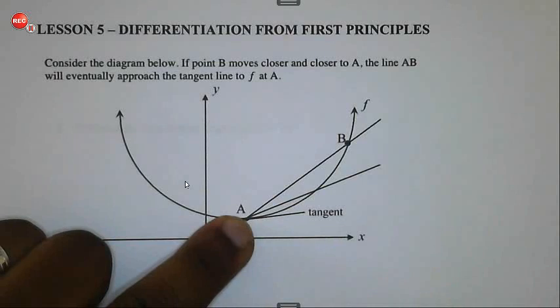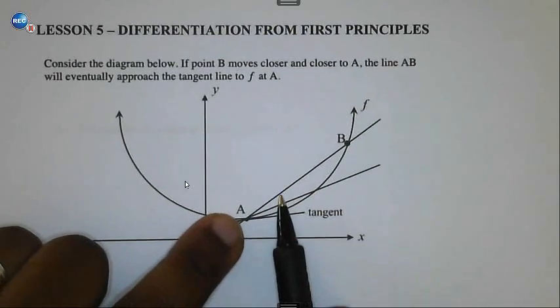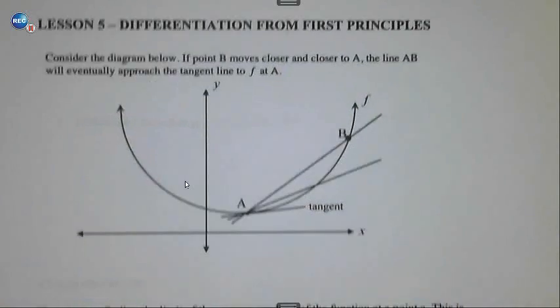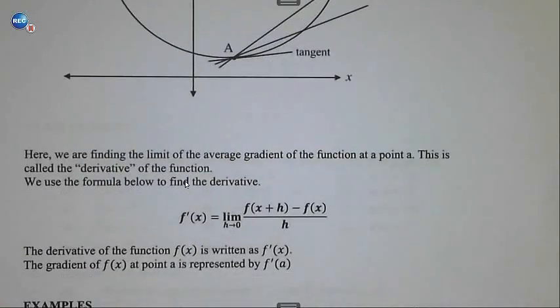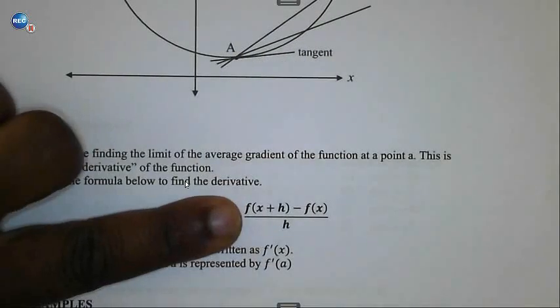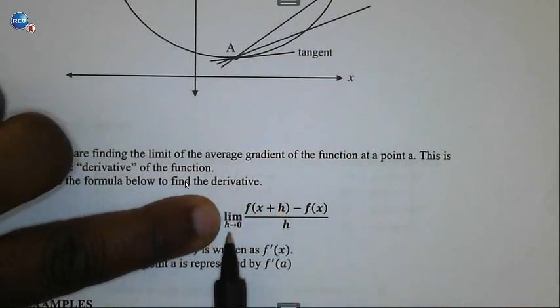So basically what we're doing is we are minimizing the average gradient. We want it to become as close to zero as possible. What does that mean? That means this h has to become as small as possible, which means it has to be close to zero, right? If you remember this formula without the limit, that's the formula that we found for average gradient. The smaller the h is, the more it's going to get to what we're going to call the derivative. So we're going to find the limit of this formula.